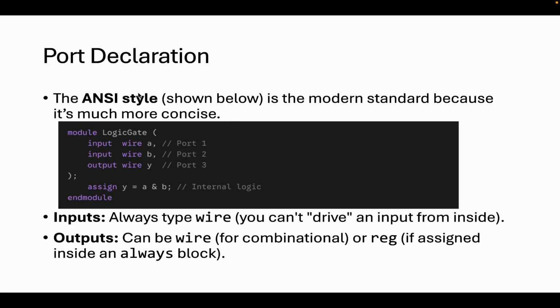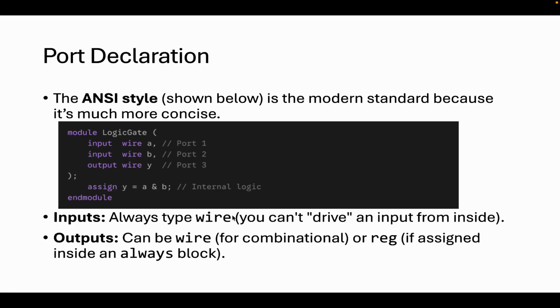Port declaration. You use the ANSI style in the modern standard because it's much more concise. See, here input wire A is one of the ports and wire B is the second port. And output wire y is also a port, it's the output port. Assign y equals A and B. It's an internal logic that you're writing.